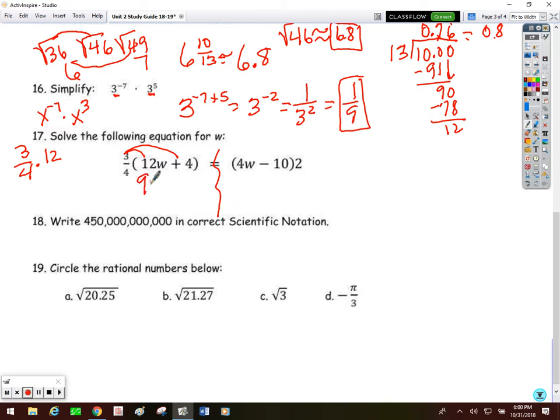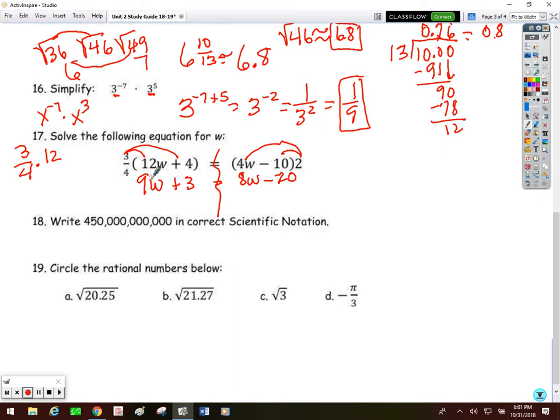So 3/4 of 12 is 9. 3/4 of 4, so 3 times 4 is 12, divided by 4 is 3, right? And then we have distribute on the back side here. 2 times 4W is 8W. 2 times -10 is -20. All right. So if I go ahead and solve this out now, we still got to go a little bit further.